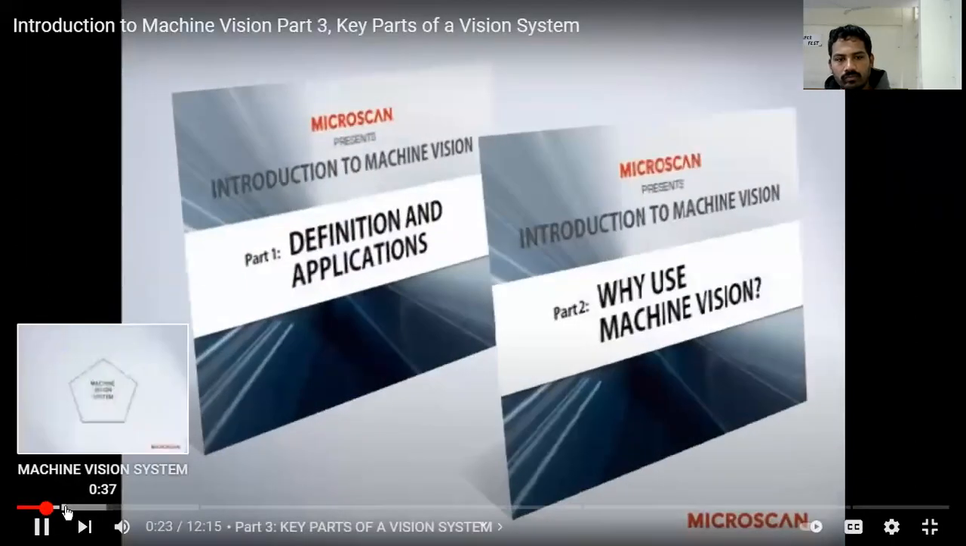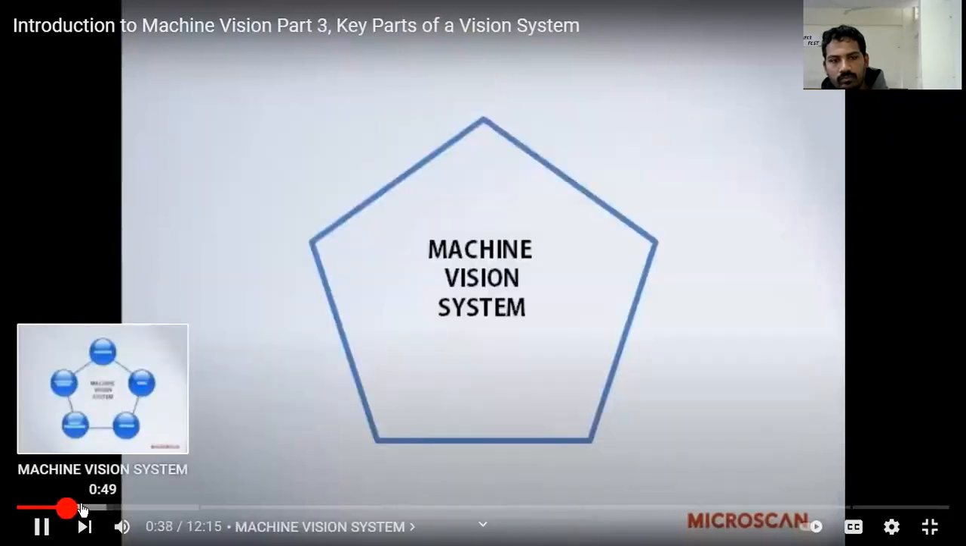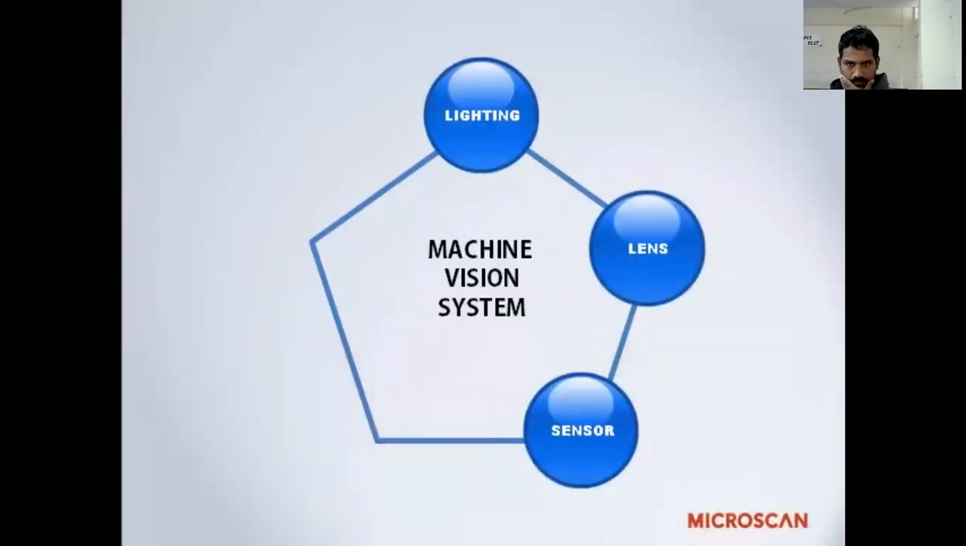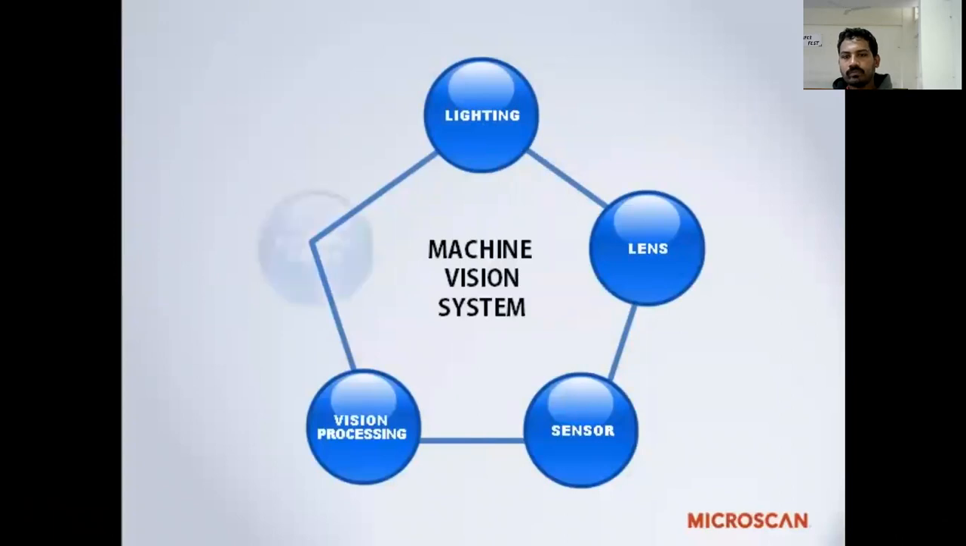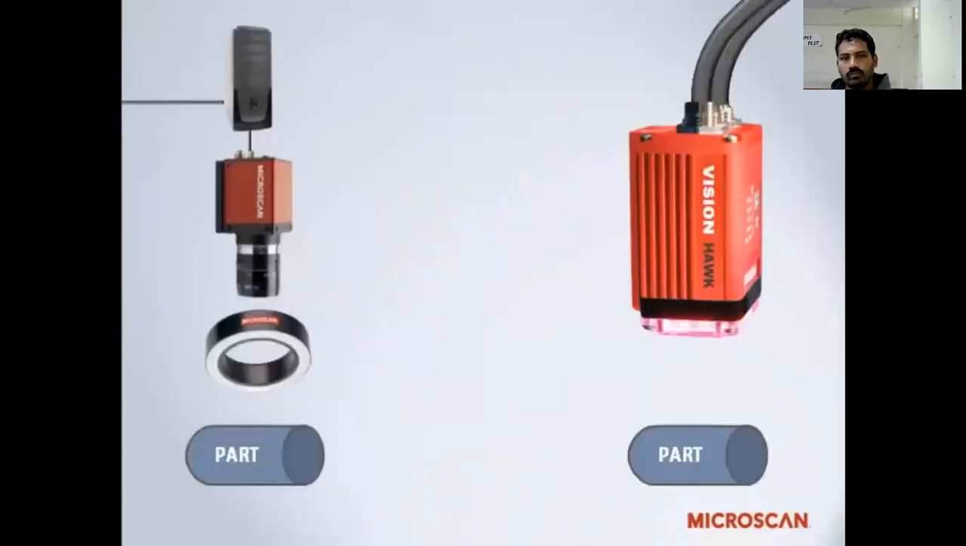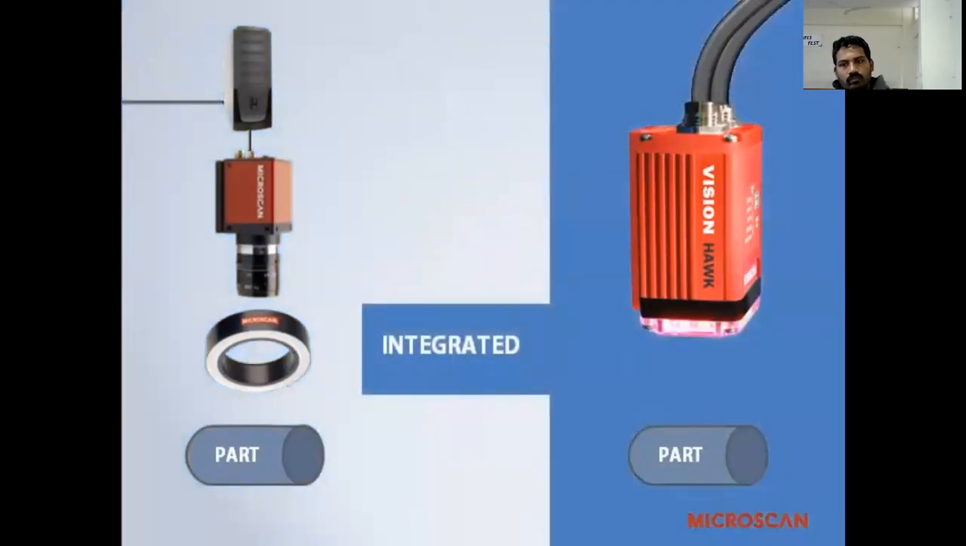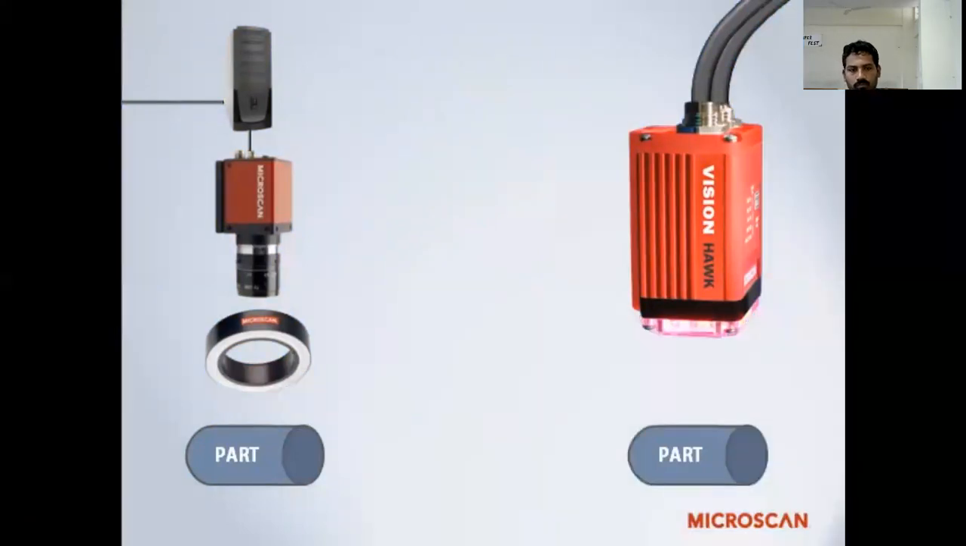If you've tuned into our previous presentations, then they include the lighting, lens, sensor, vision processing, and communication. Here you can see two examples of different types of machine vision systems. On the left is a system made up of assembled components, which includes a PC and a camera, along with external lighting to illuminate the part. On the right is an integrated system, or smart camera, where all of these components are built into a single device. Choosing the right configuration depends on the requirements of your application.